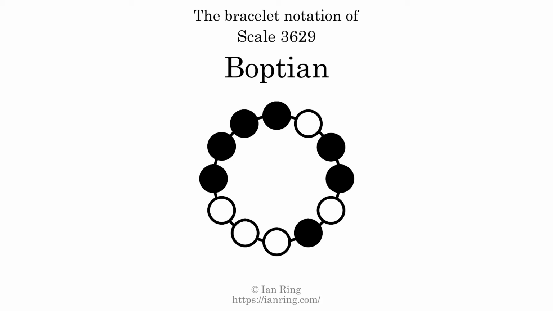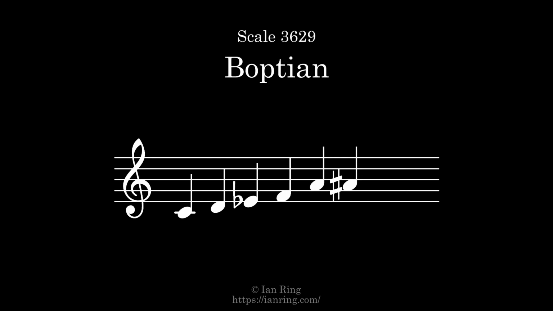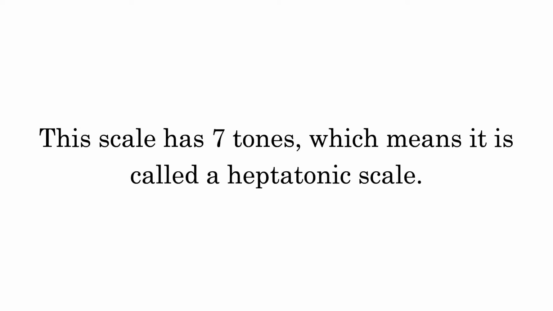3629, Boptian, which sounds like this. This scale has 7 tones, which means it is called a heptatonic scale.